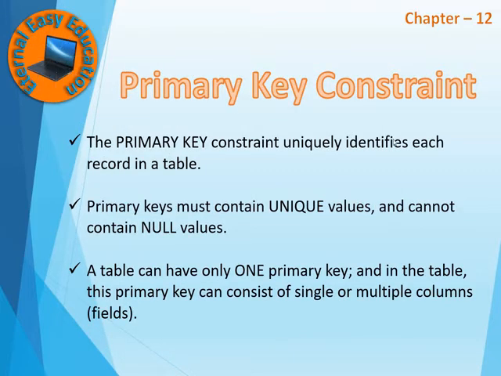A primary key constraint uniquely identifies each record in a table. A primary key must contain unique values and cannot contain null values. I'll repeat, it must contain unique values and cannot contain null values. A table can have only one primary key, but the primary key can consist of single or multiple columns. So you must be very clear with this. A primary key is available only one per table, but it can have multiple fields.